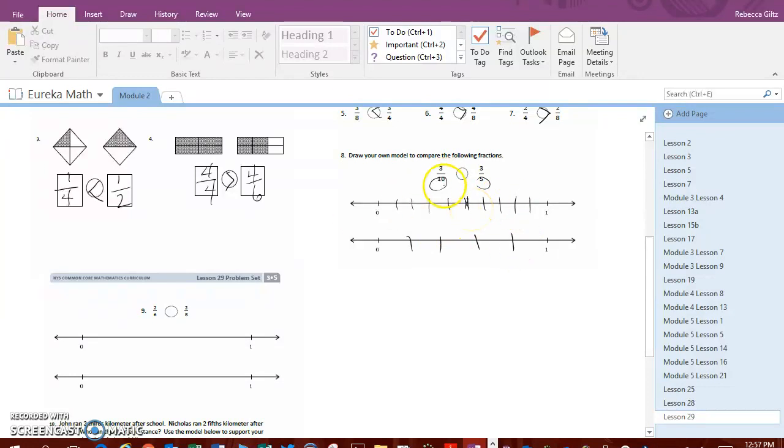Okay, and I'm looking at 3/10 here, so 1, 2, 3/10 is right here, and 3/5, 1, 2, 3 is right here. So 3/10 is closer to 0, so that means it's smaller, so this is going to be the less than symbol.